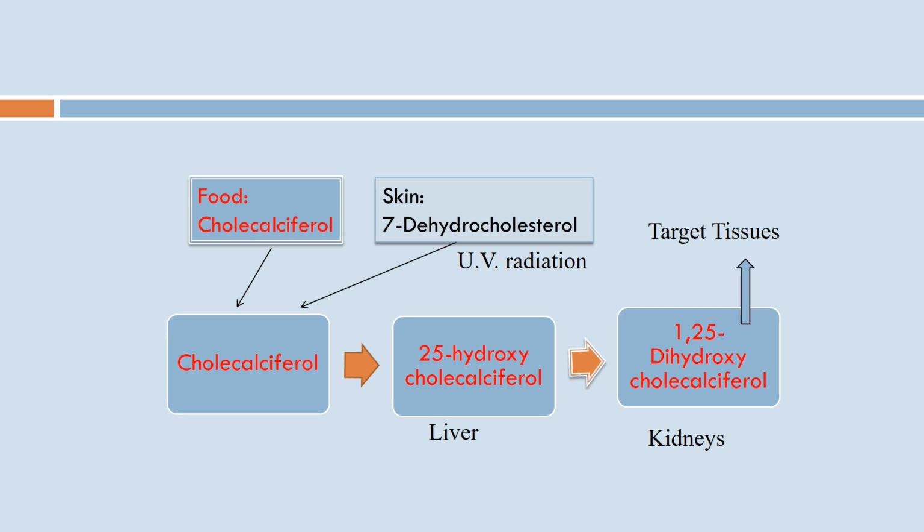So after absorption, it passes on to the liver. In the liver, it is converted into 25-hydroxycholecalciferol. Then it is passed on to the kidney, where it is converted into 1,25-dihydroxycholecalciferol. So this is the active form of vitamin D. From the kidney, it is then passed on to the target tissues for its utilization.